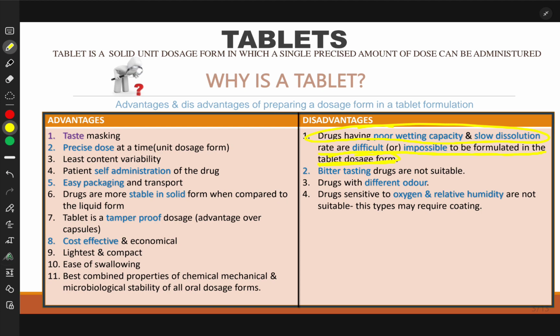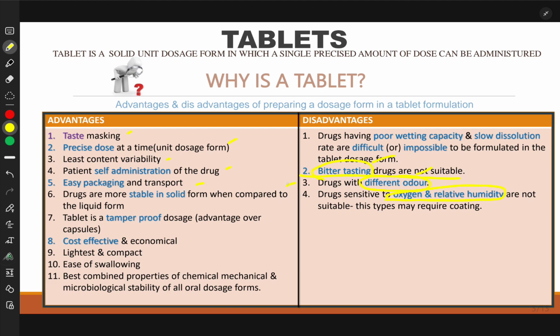The complete concept I have told you is the wetting of the tablet. Wetting of the tablet is based on the properties of the drug and the excipients used in tablet manufacturing. Then bitter tasting drugs are not suitable; like I said earlier, bitter tasting drugs may cause nausea and vomiting. Then drugs with different odor, bitter taste, oxygen, relative humidity, acidity, these are all topics in the advantages itself.